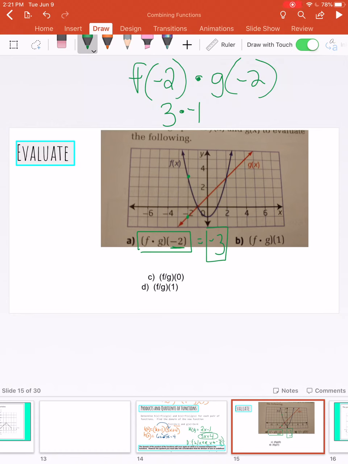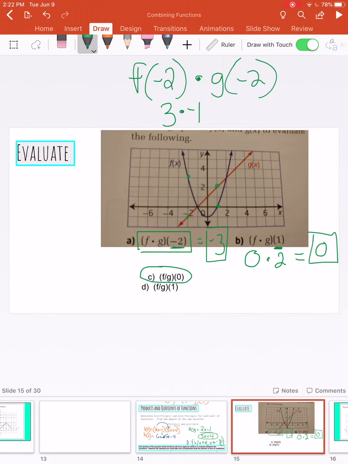So we can try the same thing for when x is 1. So remember that 1 is the x value. So the f function at 1 is 0. The g value at 1 is 2. 0 times 2 is 0. Anything times 0 is 0. All right, and then we'll try the division ones.